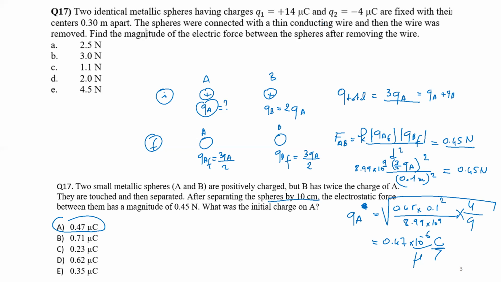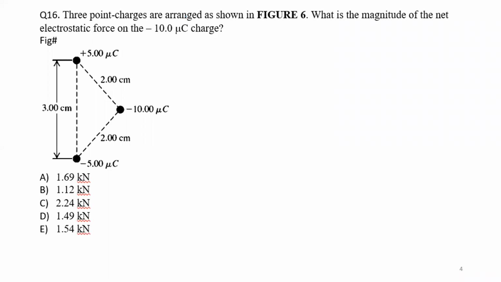Good. Let's go to the next problem now. So here we have 3 point charges that are arranged as in Figure 6 below. What is the magnitude of the net electrostatic force on the minus 10 microcoulomb charge? Again, you know micro is 10 to the power minus 6. Milli, of course, 10 to the power minus 3. Nanocoulomb, 10 to the power minus 9. Pico, 10 to the power minus 12. Most of these are in your formula sheet, by the way. So you put everything in SI units, don't forget, because my K, which is 8.99 10 to the power 9, is in SI units, Newton meter squared per Coulomb squared. So in my calculation, I put everything in SI units.